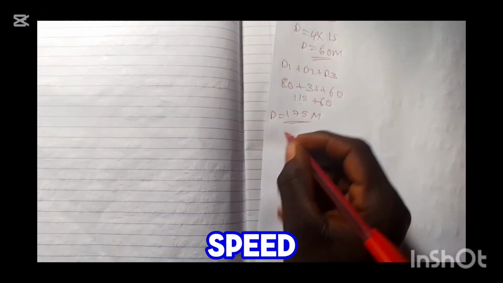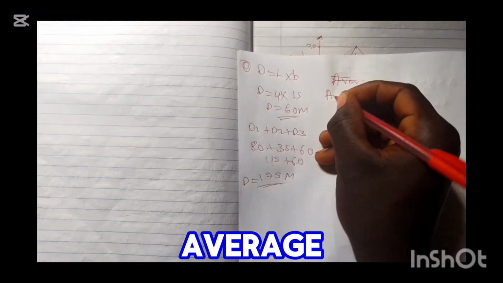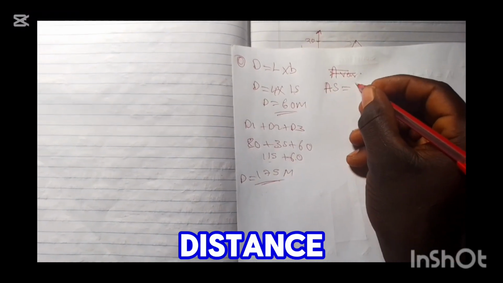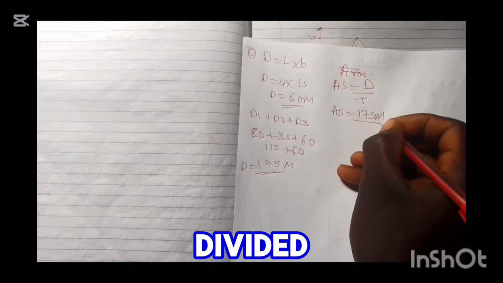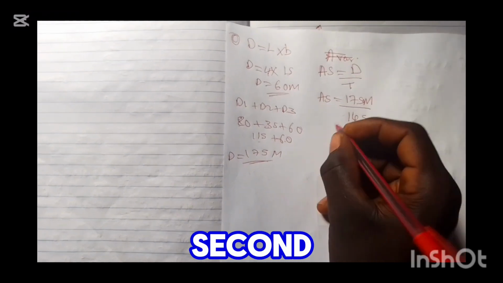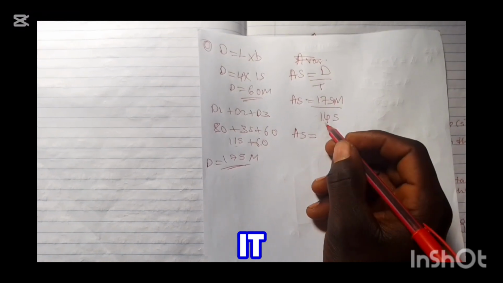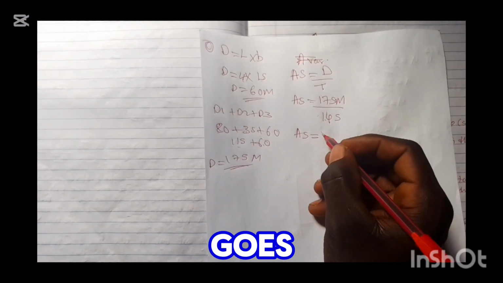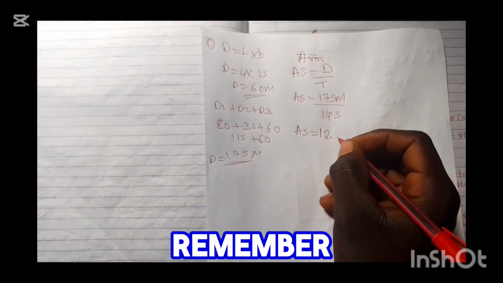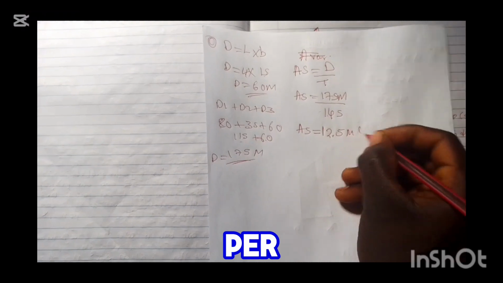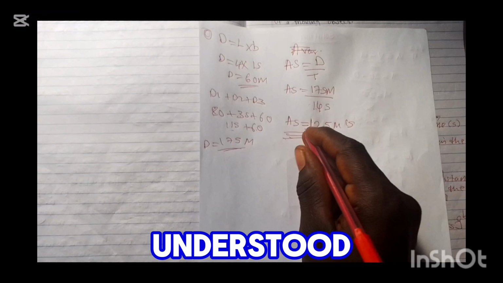So I'm going to write the formula for average speed. Average speed is equal to distance covered divided by time taken. So average speed is equal to distance, which was 175 meters, divided by time taken, which was 14 seconds. So average speed is equal to 175 divided by 14. It goes in 12 times, with a remainder, so it is 12.5 meters per second. Remember, a calculator is not allowed. You need to use your brain to answer. So this is the answer. If you haven't understood, please click on the comment box.